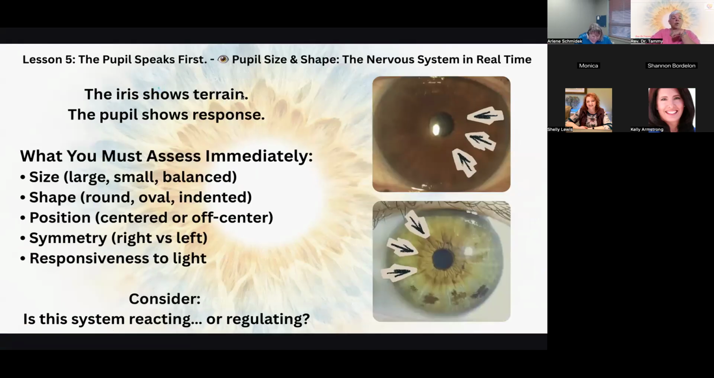Now we're going to talk about the pupil. The pupils speak first. Pupil size and shape is the nervous system in real time. You ever seen those people whose pupils are just big? Those are fight-or-flight people. People whose pupils are real tiny, even in a bright room, are just constricted.